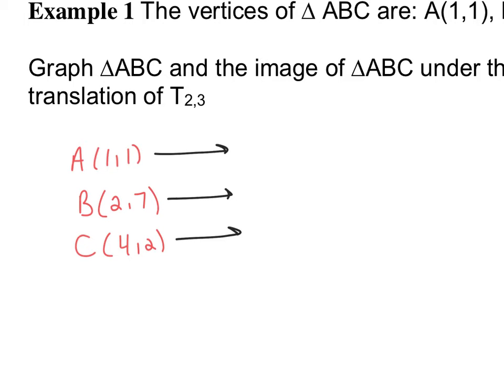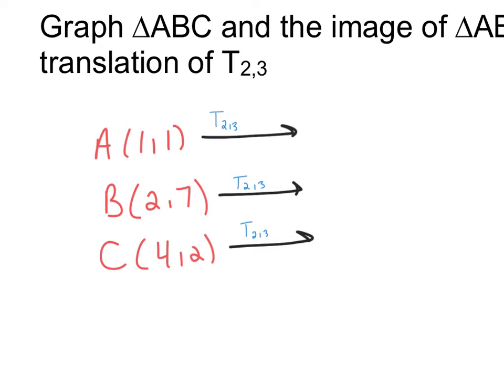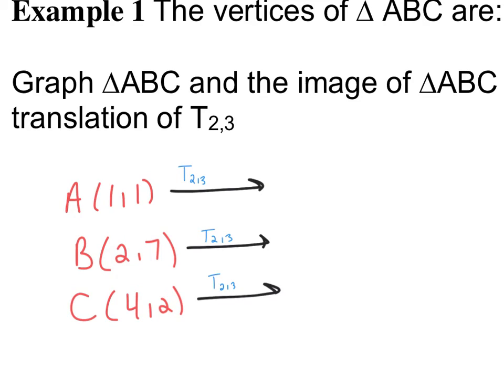And what I like to do is rewrite the rule above each arrow, because once we progress further in this unit, I'm not going to have you just do one transformation. I'm going to actually have you do like 2 or 3 in a question. So I'm going to rewrite that translation rule above each one. I'm going to write it just like that. And now I like to color code. So I'm going to do my new image in green.